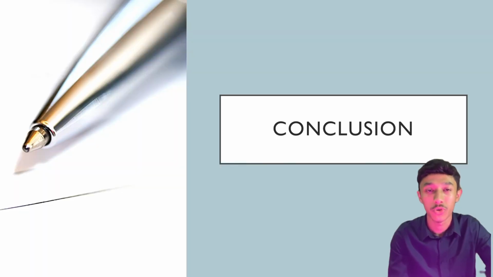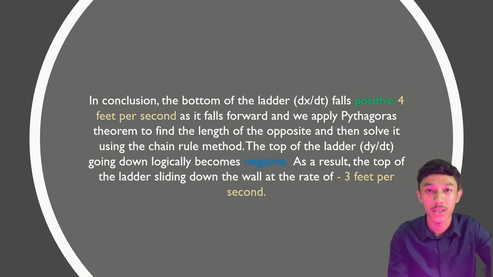So, we jump to the conclusion. In conclusion, the bottom of the ladder dx over dt is positive 4 feet per second as it moves forward, and we apply the Pythagoras theorem to find the length of the opposite side and then solve it using the chain rule method. The top of the ladder dy over dt going down logically becomes negative. As a result, the top of the ladder is sliding down the wall at the rate of negative 3 feet per second.